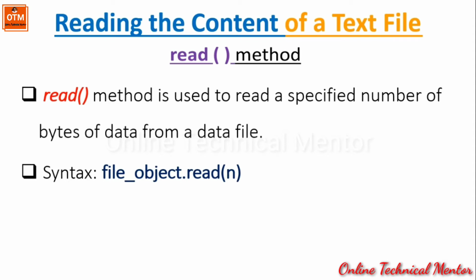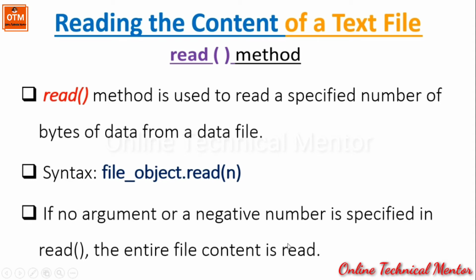Whenever a file is opened in read or write mode, an invisible pointer, you can call it a file pointer, is located at the first character of the file. So whenever we specify read within brackets n or any integer value, it will extract that amount of characters from that file. If no argument or a negative number is specified in the read method, the entire file content is read. Let me show you an example.